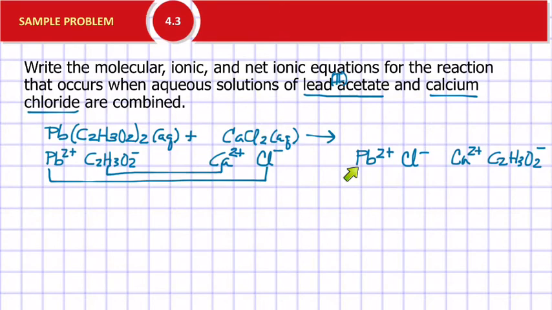So we're going to put Pb 2 plus with Cl minus. We're going to get PbCl2. We need a state symbol in there, a phase. And then we're going to put these two together, and we're going to get Ca(C2H3O2)2, and need room for a state symbol. Any questions?